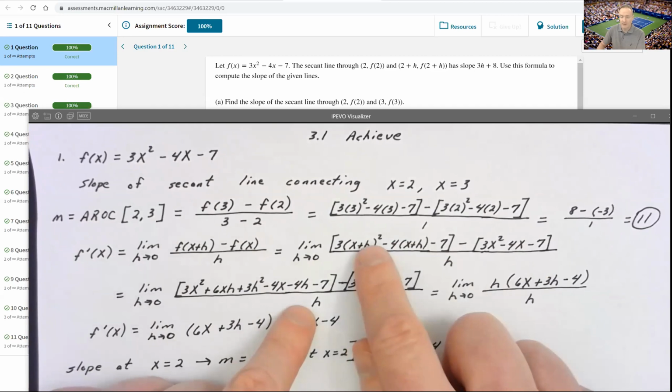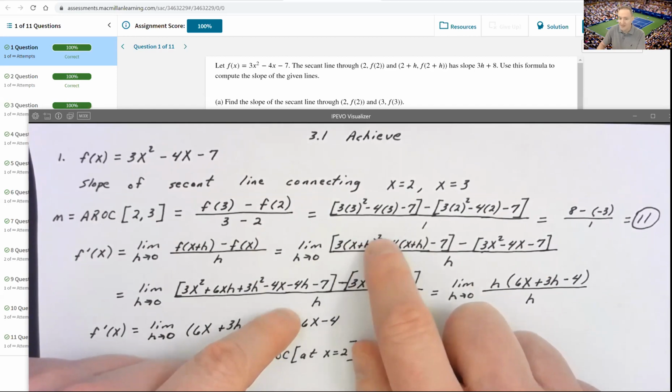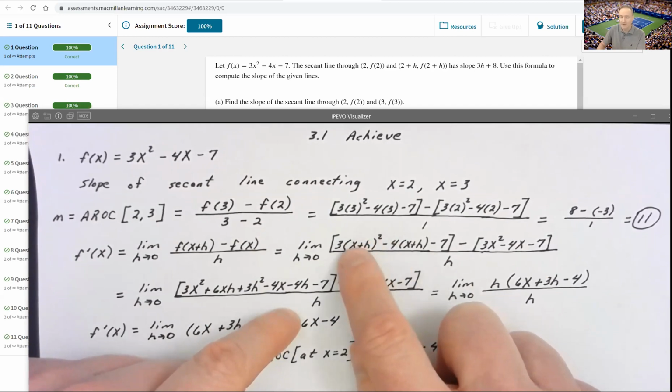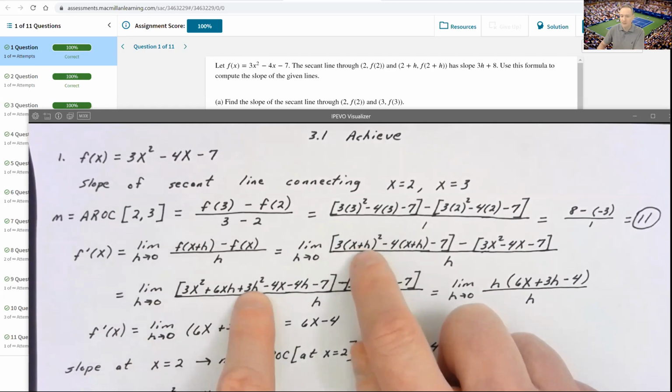So in simplifying the numerator, I knew x plus h quantity squared would give me x squared plus 2xh plus h squared. Please remember, a binomial squared is always a trinomial. In this case, it's going to be x to the second plus 2xh plus h to the second. If you distribute a 3 throughout that, you'll get 3x squared plus 6xh plus 3h squared. Please don't make algebra errors here and say that this is 3x squared plus 3h squared. That would be a hideous mistake.